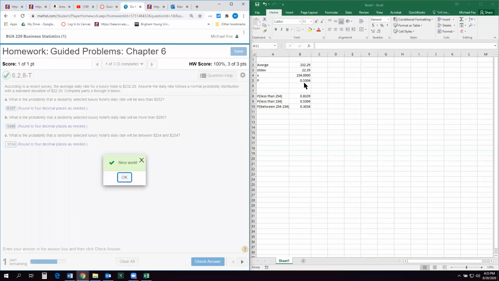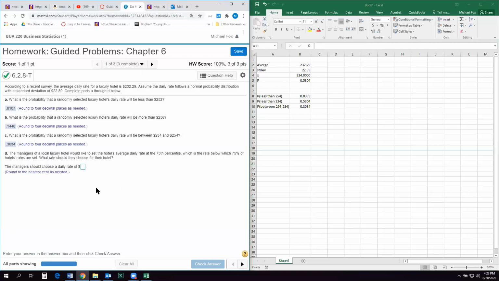That way I leave my calculator up here untouched and I can just plug in whatever numbers I need to. All right, the last one it asks us is: the manager of a local luxury hotel would like to set the hotel's average daily rate at the 75th percentile, which is the rate below which 75% of the hotel's rates are set. What rate should they choose for the hotel? So we could algebraically do this backward, but luckily, I'm just going to call this 75th percentile.